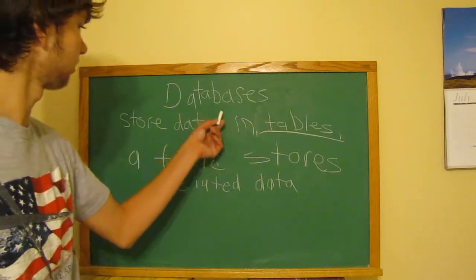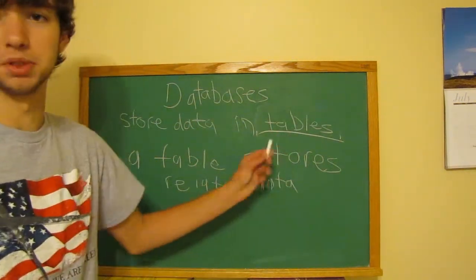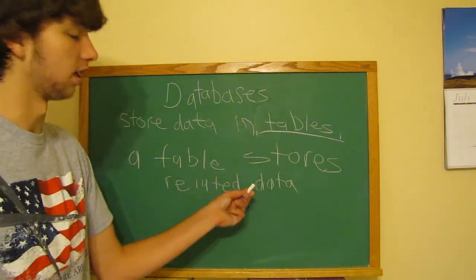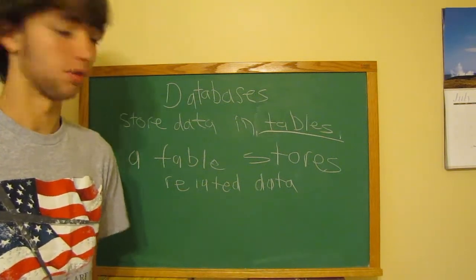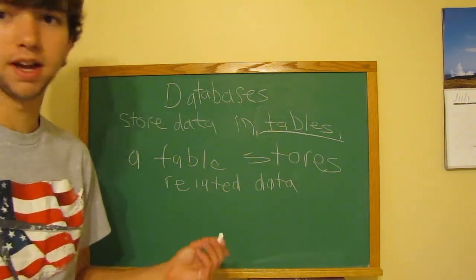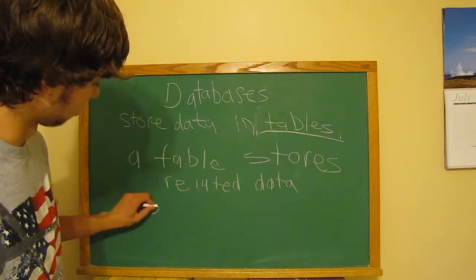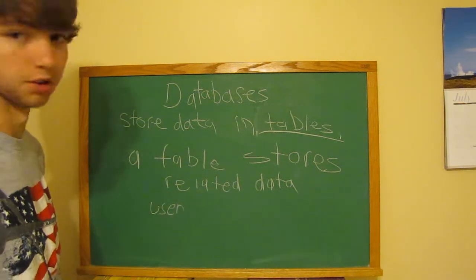Okay, databases store data in what they call tables. And I know you probably can't read this, but this is the best I can do. A table stores related data. So let's say you have a website, and it's a social website. You may have a table for everybody's user information, so their username, password, or email.